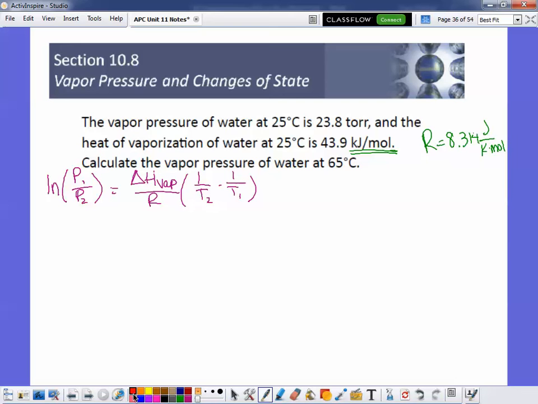What are we solving for? We're solving for P2, the vapor pressure at 65 degrees Celsius. So I'm just going to leave this as natural log of P1 over P2, and then I'll plug in P1 once we solve for this. Okay? I converted R, 43.9.